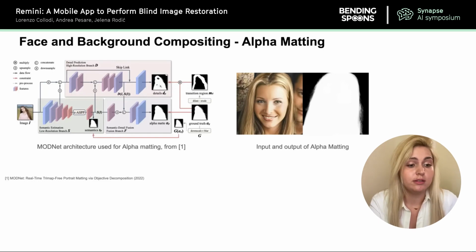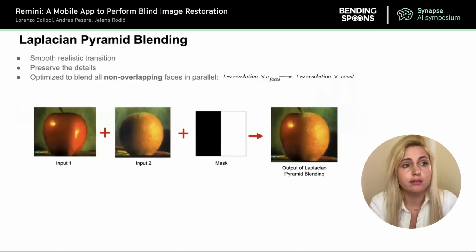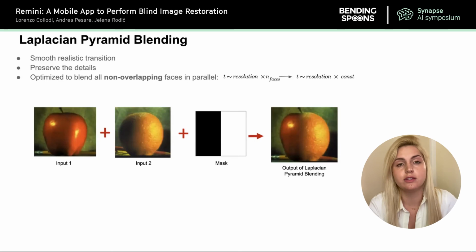The second part is Laplacian pyramid blending, and once we have the masks and have the faces and have the background, we can do stitching them back together. And we want, on the edges of the mask where the stitching will happen, a natural transition while preserving all of the details in the original image. So we don't want to just blur it or do something like that. So for this, the ideal approach was Laplacian pyramid blending.